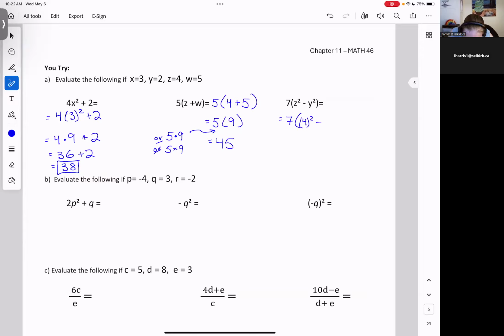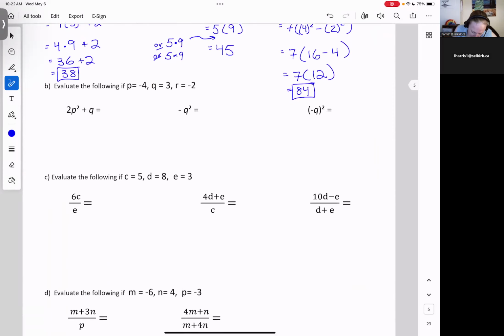And then minus y squared, y is 2 squared. Okay, so we've got 7 times 4 squared is 16, and then minus 4, or 2 squared is 4. So we have 7 times 12, and 7 times 12, I feel like I should know, but I have to look it up. Is that 84? 84. So we end up with an answer of 84.